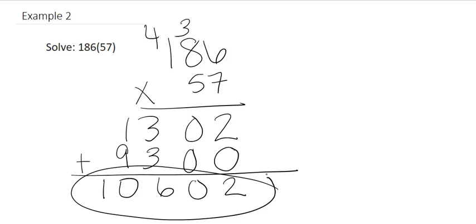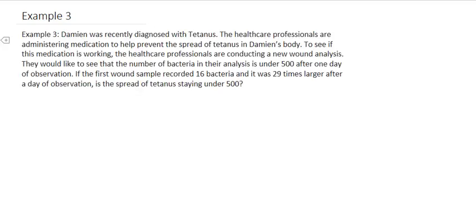Now let's take this information and get back to our discussion about tetanus. So Damien has recently been diagnosed with tetanus. The healthcare professionals are giving him drugs to help prevent the spread of tetanus to the rest of his body. To see if this medication is working, the healthcare professional is conducting a new wound analysis. They would like to see that the number of bacteria in the analysis is under 500 after 1 day of observation. If the first wound sample recorded 16 bacteria and it was 29 times larger after a day of observation, is the spread of tetanus staying under 500?